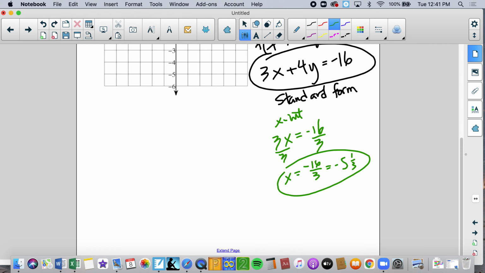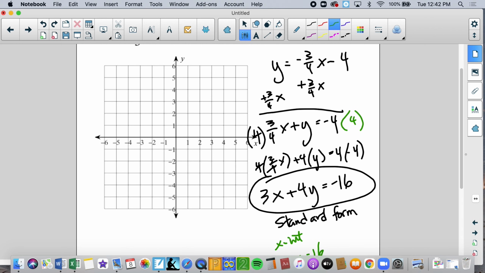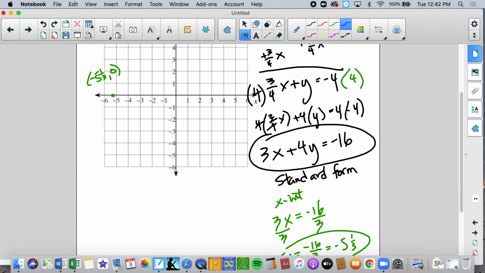So my negative 5 1/3 on the x-axis, negative 5 1/3. So negative 5 1/3, comma 0. And now let's find the y-intercept.